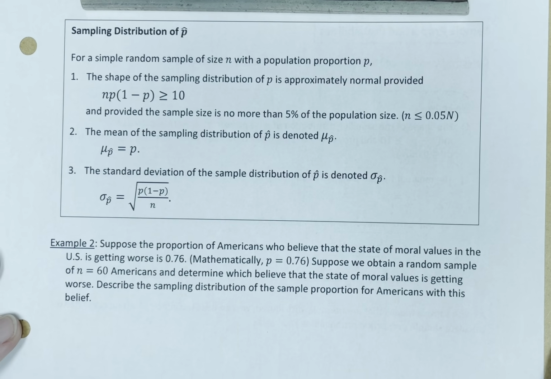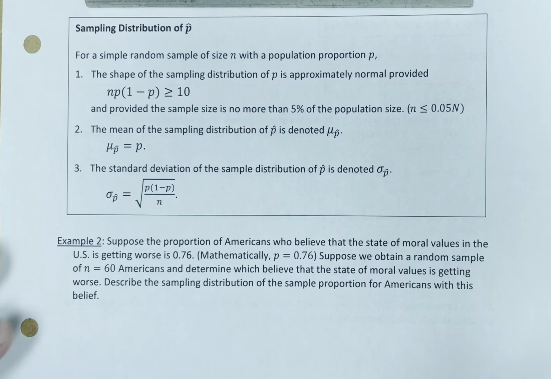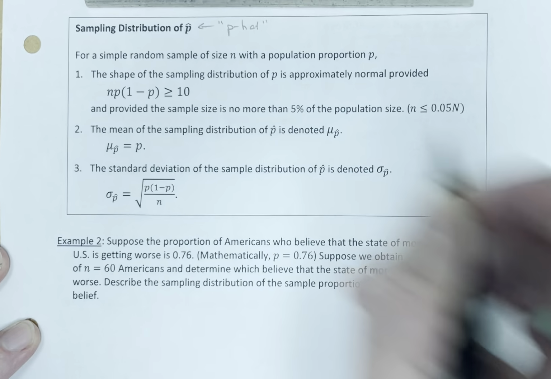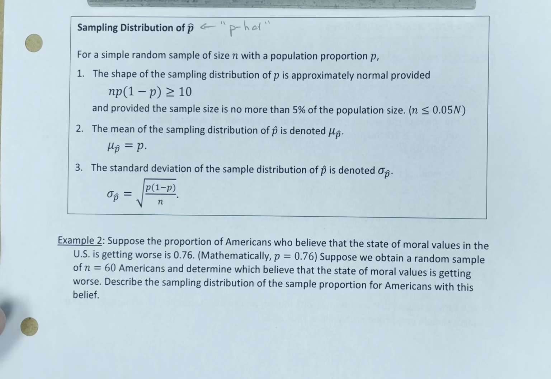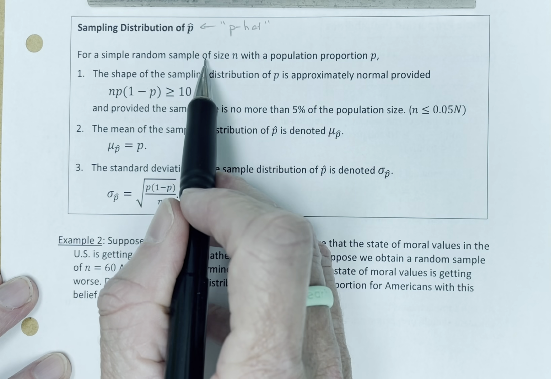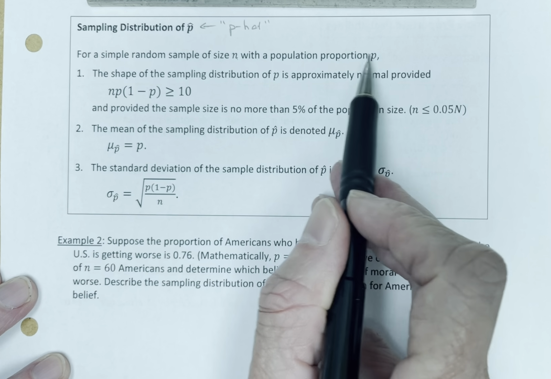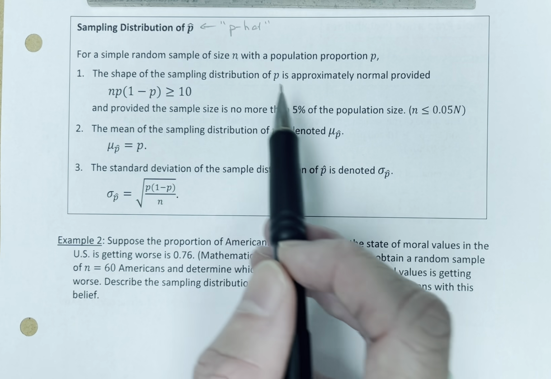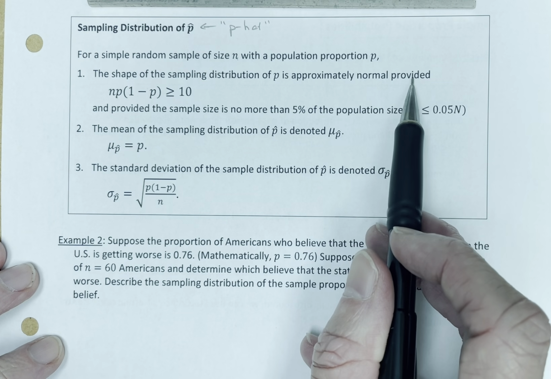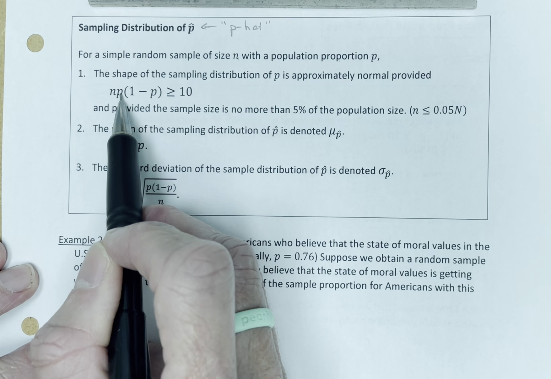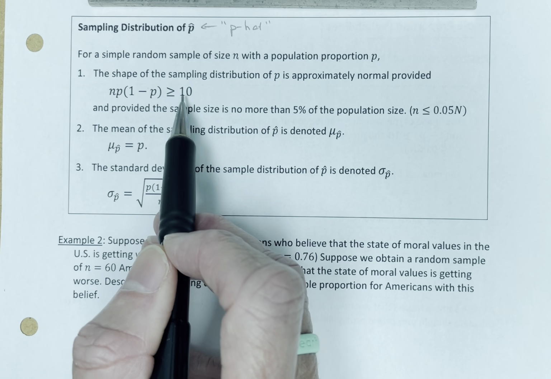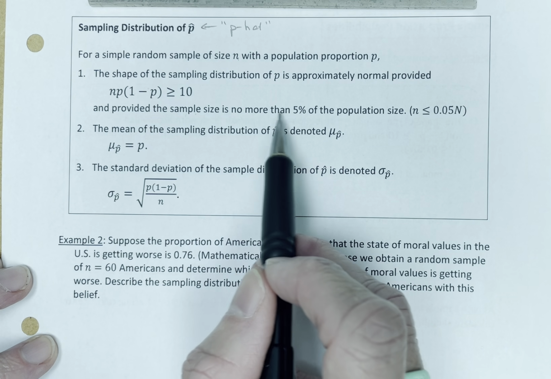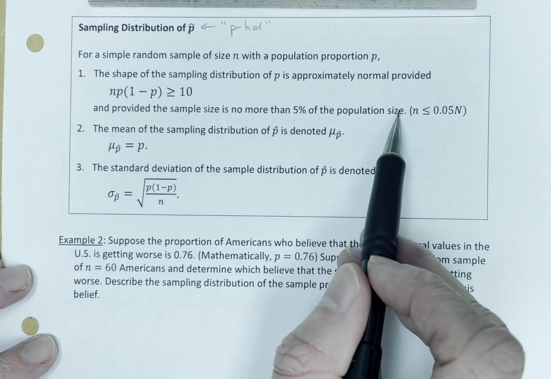Okay, so the sampling distribution of p hat. Let's remind ourselves, this is p hat. The sample proportion is called p hat. For a simple random sample of size n with a population proportion p, the shape of the sampling distribution of p hat is going to be approximately normal, provided n times p times 1 minus p is greater than or equal to 10, and provided the sample size is no more than 5% of the population size.